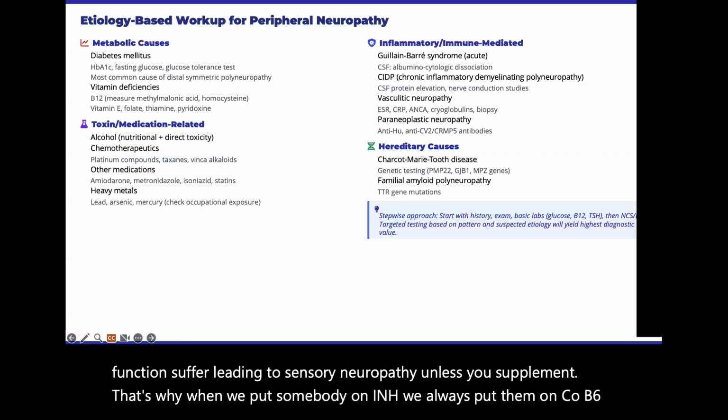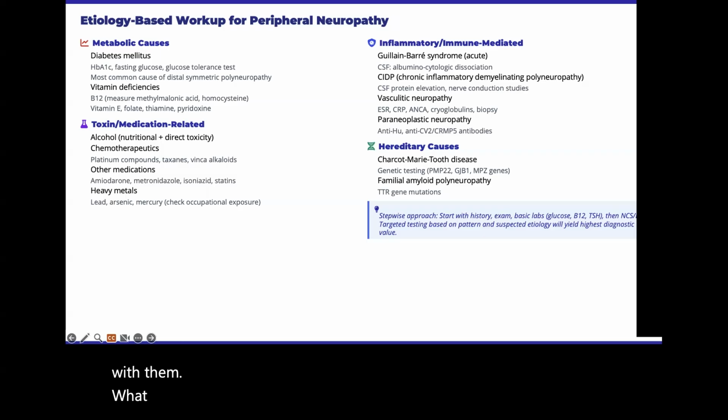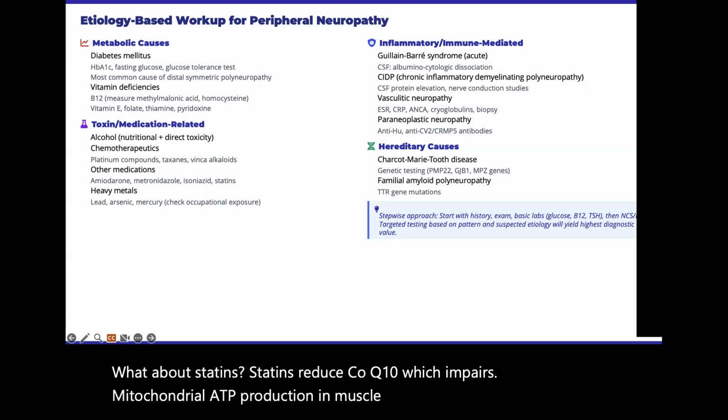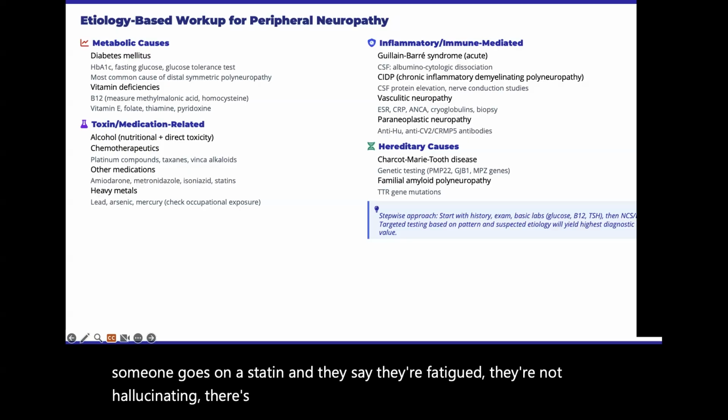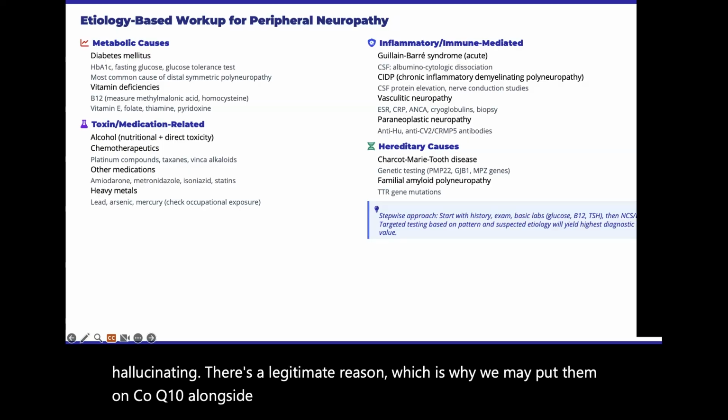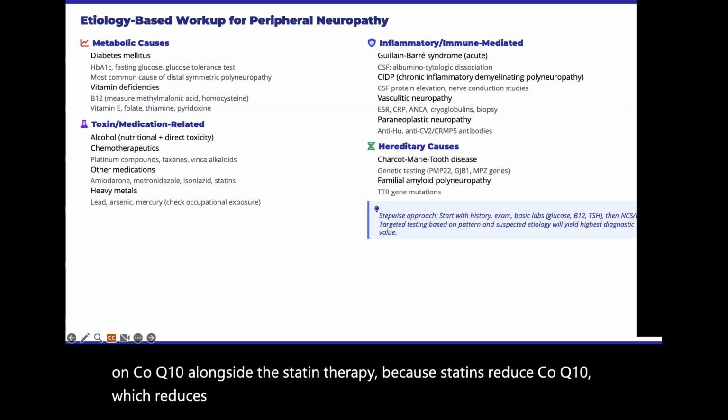What about statins? Statins reduce CoQ10, which impairs mitochondrial ATP production in muscle and nerve. That's how come when someone goes on a statin and they say they're fatigued, they're not hallucinating. There's a legitimate reason, which is why we may put them on CoQ10 alongside the statin therapy, because statins reduce CoQ10, which reduces mitochondrial ATP production in muscle and nerve.